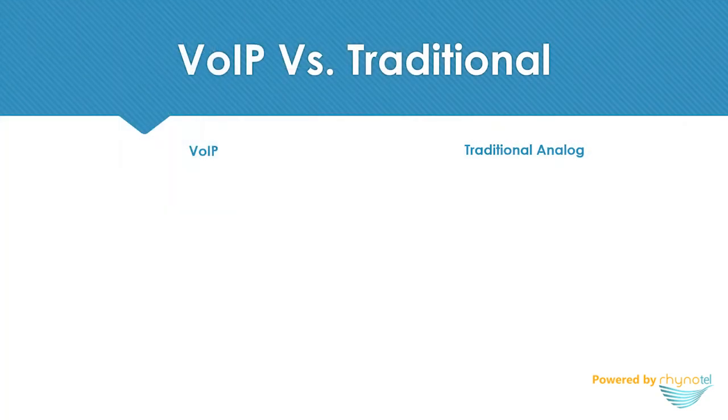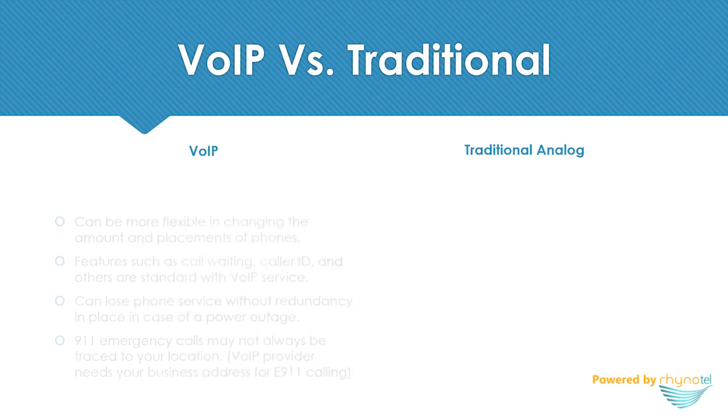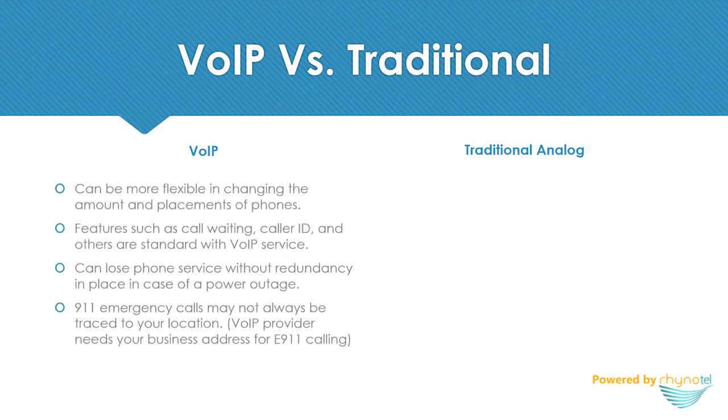Especially in this day and age, with more people like us possibly getting rid of their landline service, is it really the right move to cut the copper cord in lieu of VoIP? Here's a quick comparison between the two options. On the side of VoIP, VoIP can be more flexible in changing the amount and placement of phones. Features such as call waiting, caller ID, and others come standard with VoIP service.